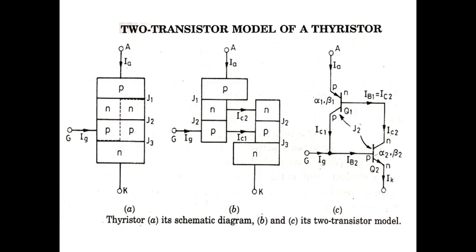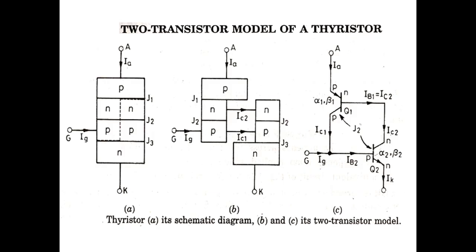And here we have the gains alpha and beta. Alpha is the common base current gain and beta is the common emitter current gain. Common base current gain alpha is equal to IC by IE, and beta, the common emitter current gain, is equal to IC by IB. These things we have already studied in electronic circuits.